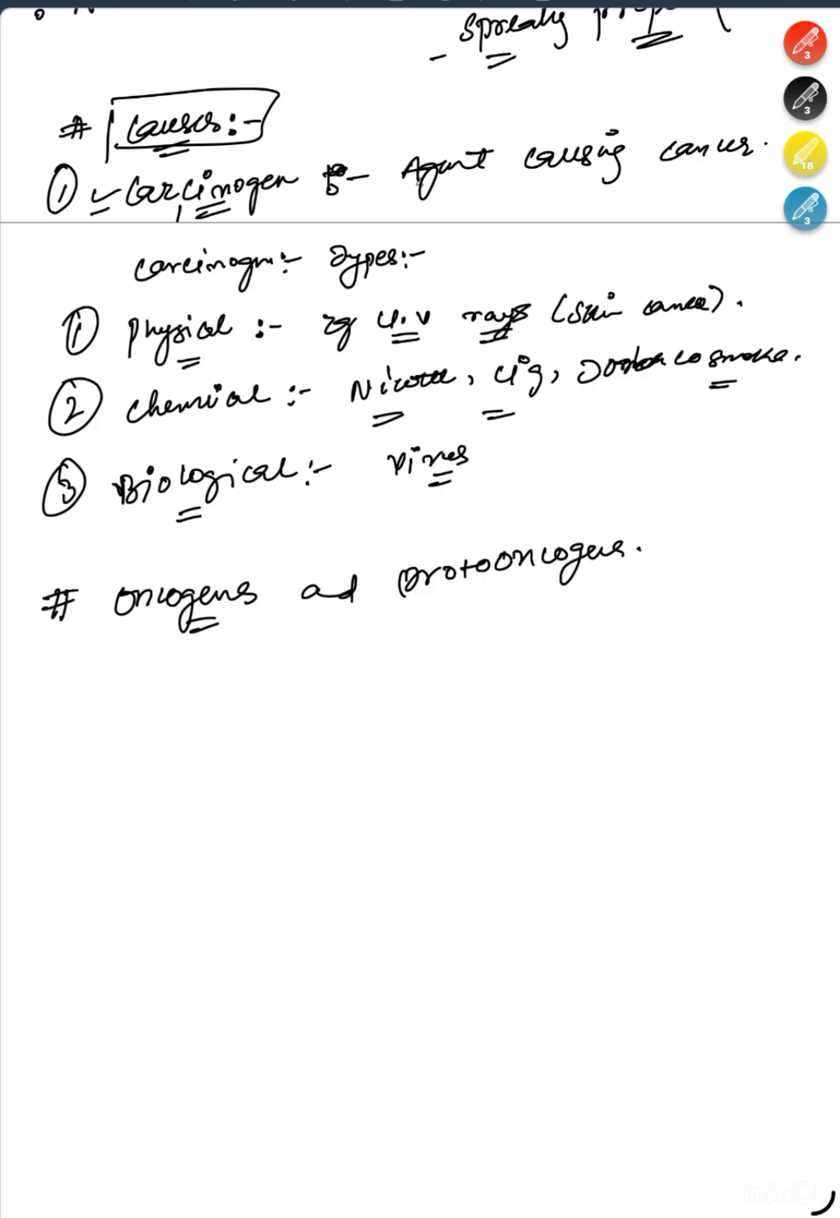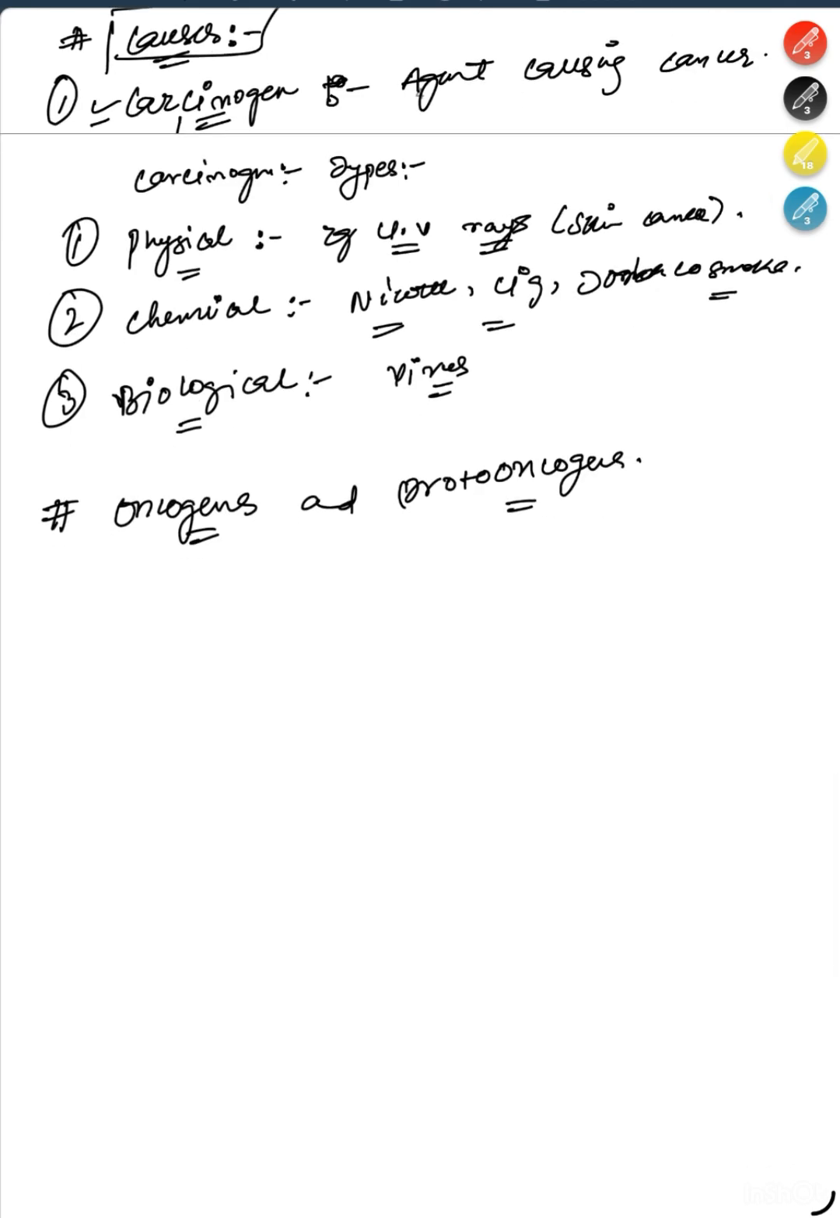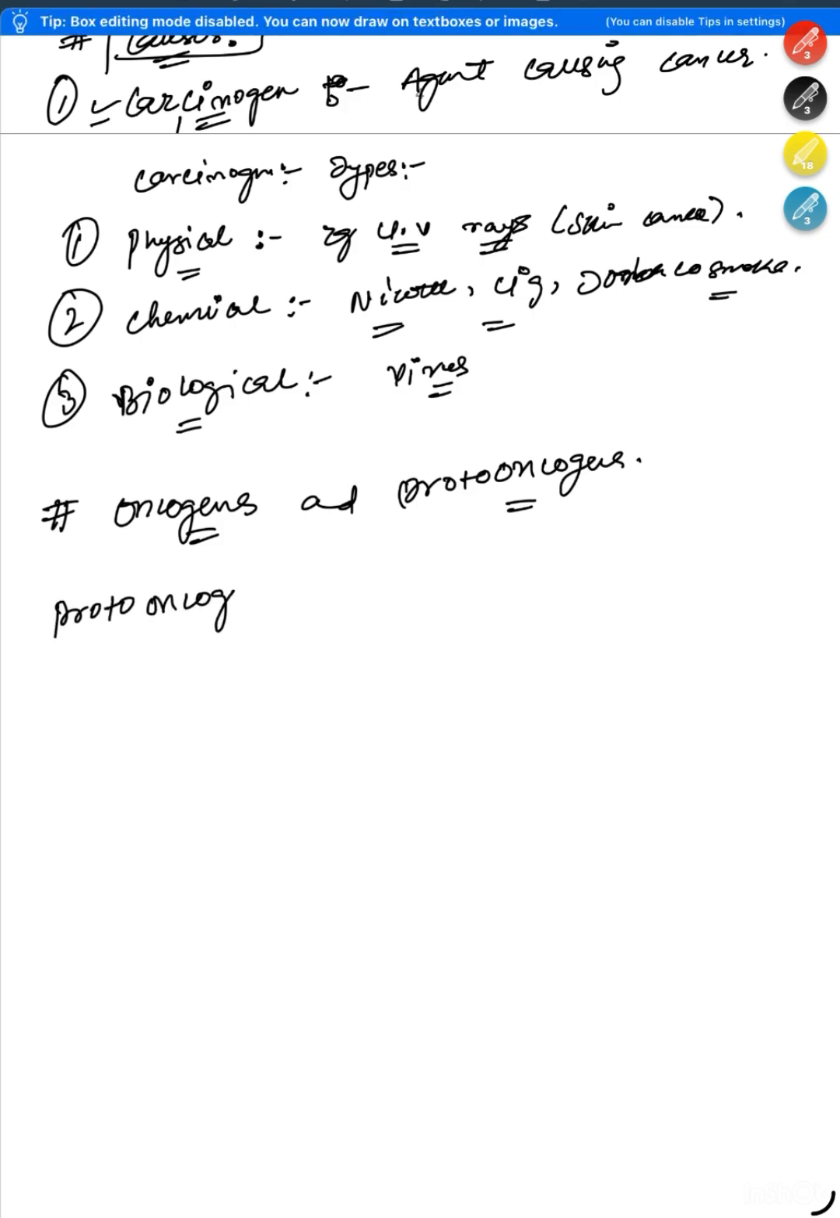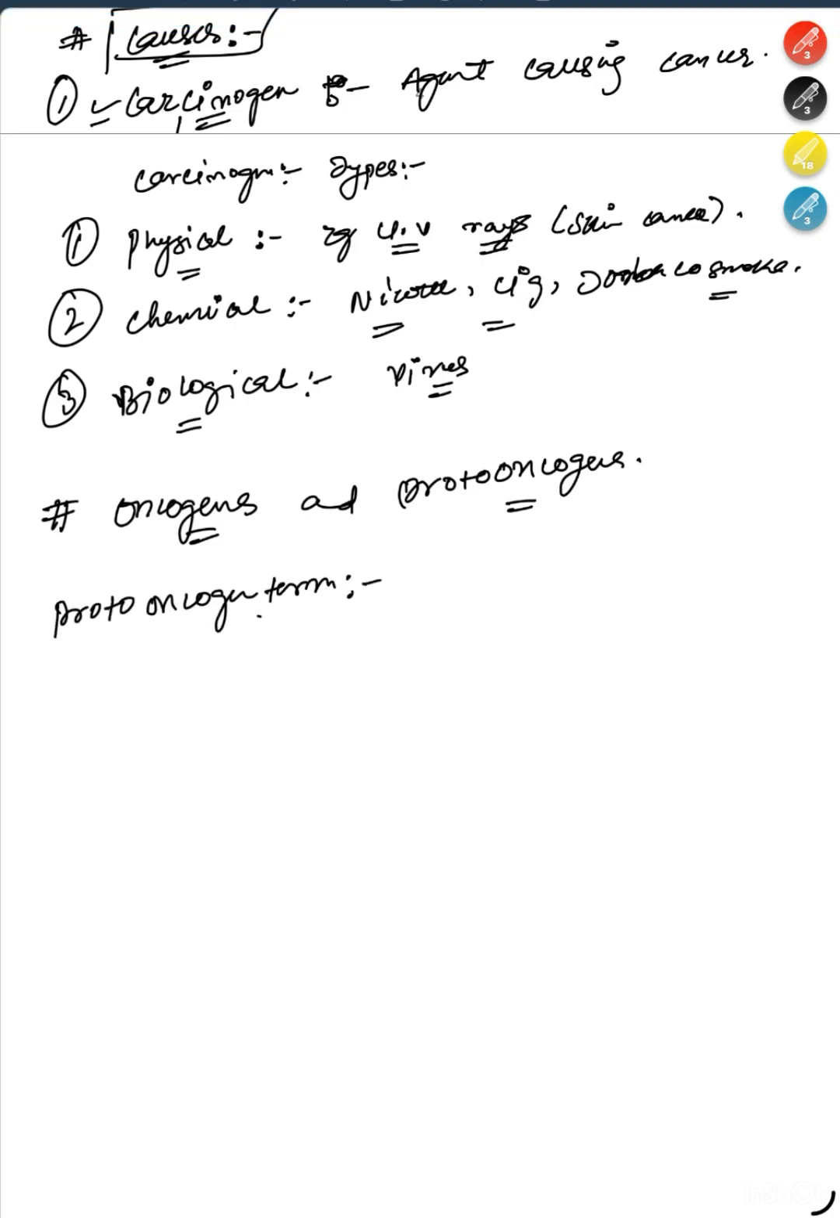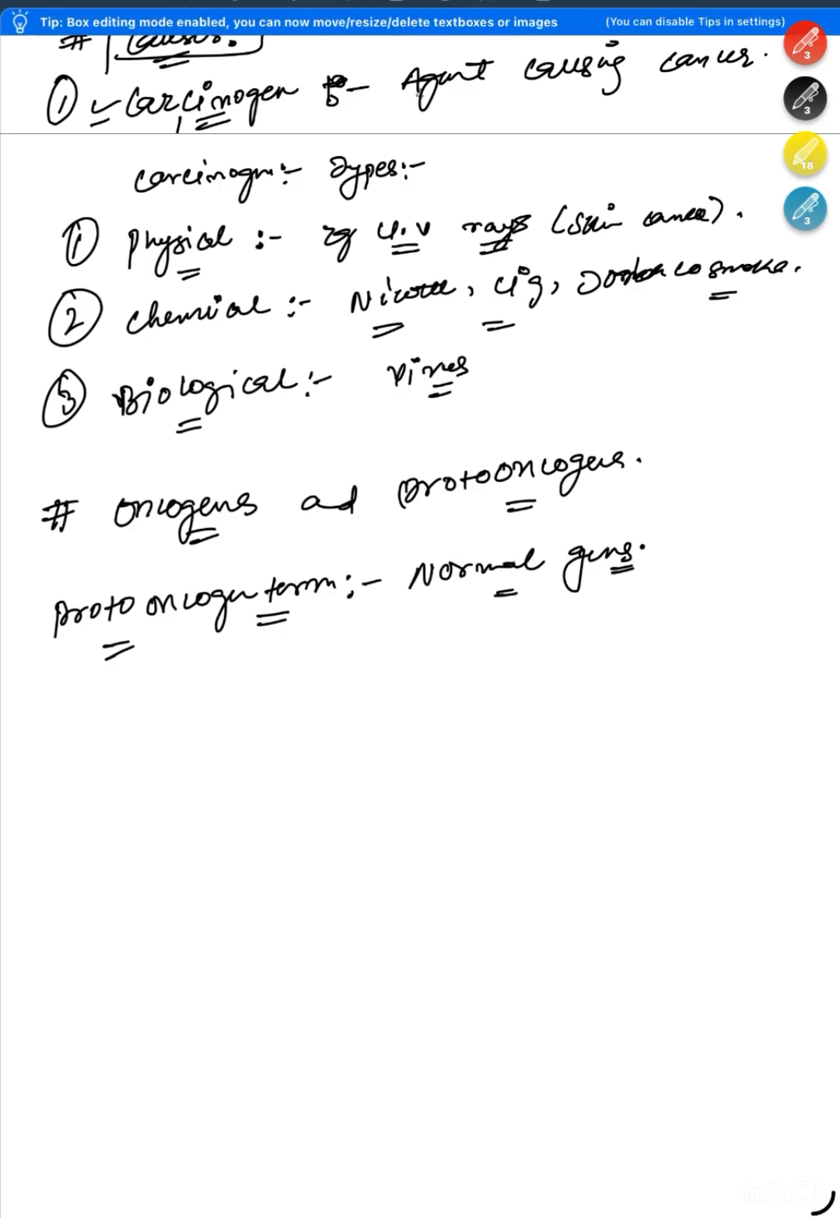So basically there are two terms, oncogenes and proto-oncogenes. Firstly, if we define this proto-oncogene term, these are simply the normal genes that regulate the normal division of the cells.